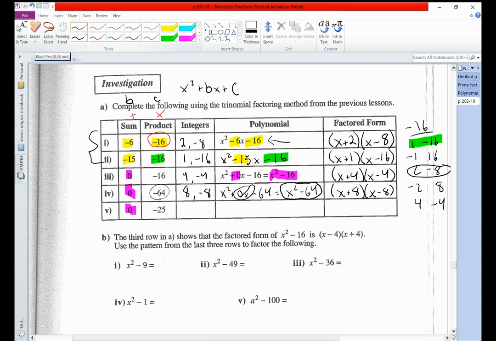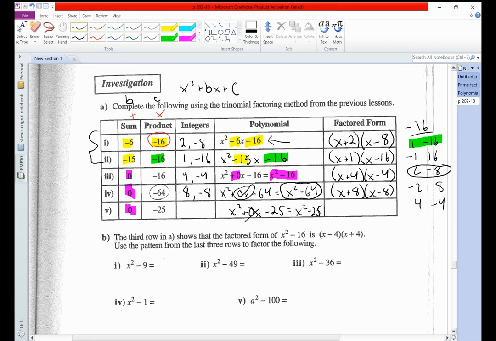Two numbers that multiply to negative 25 and add to 0. So our polynomial is going to look like x squared plus 0x minus 25. We don't actually have to write that middle term because 0 times anything is just 0. So we end up with x squared minus 25.